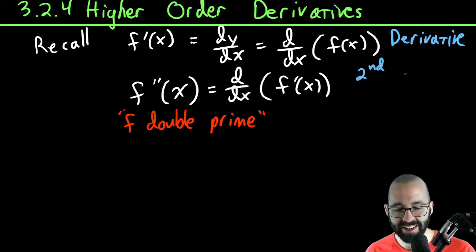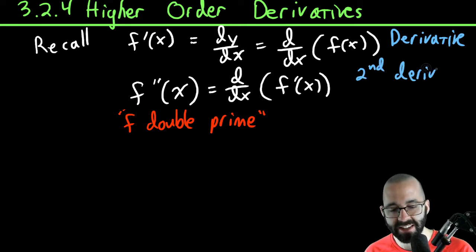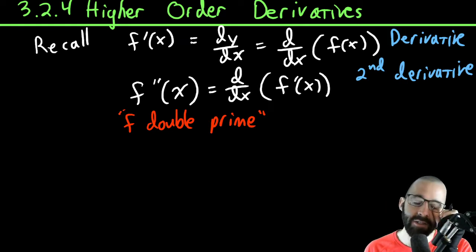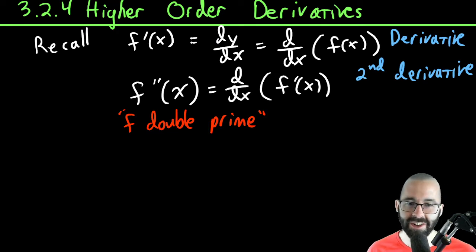All right, and really, there's as many derivatives as you really want. And there's a class of functions called infinitely differentiable functions. Those are called smooth functions. That's the mathematical definition of smooth.